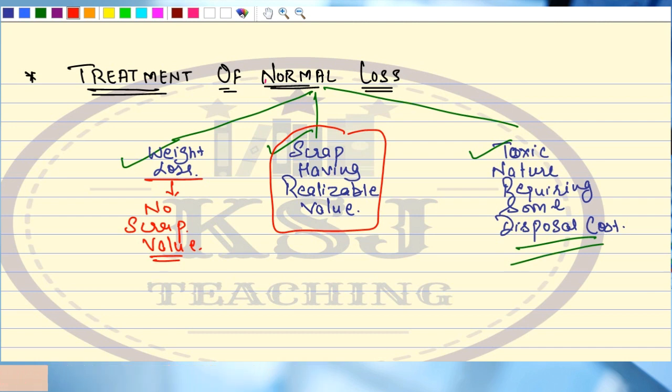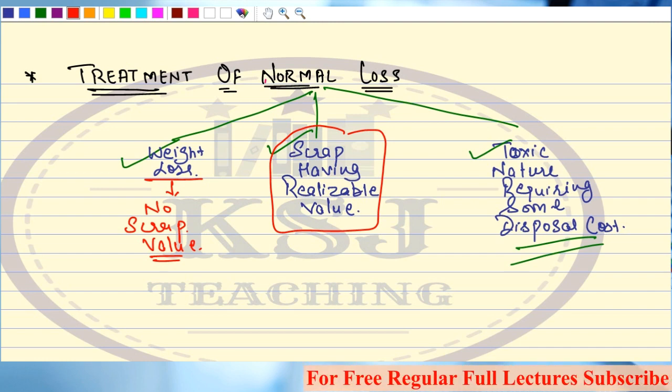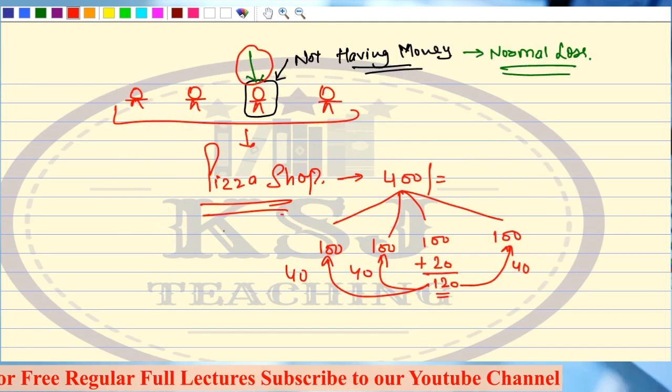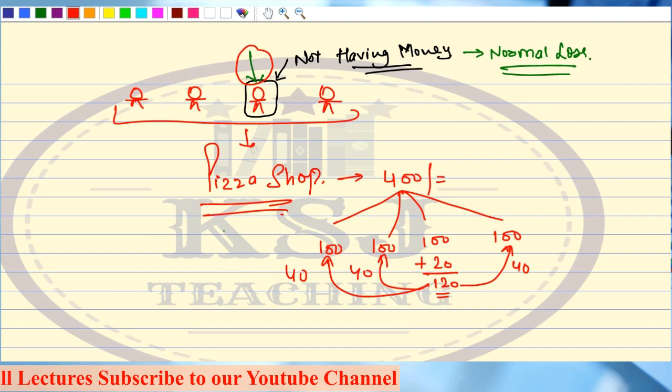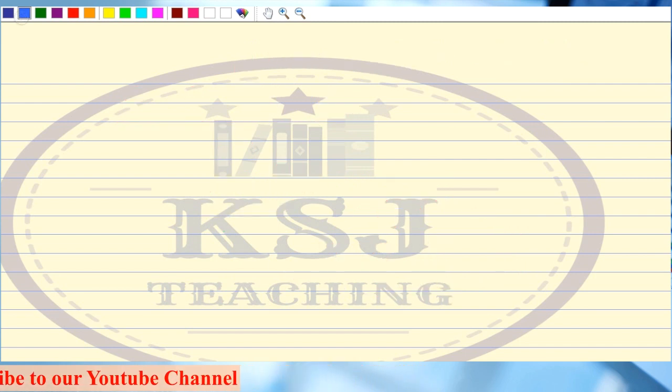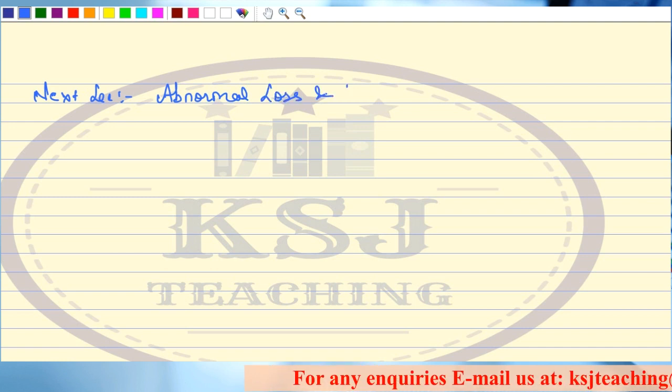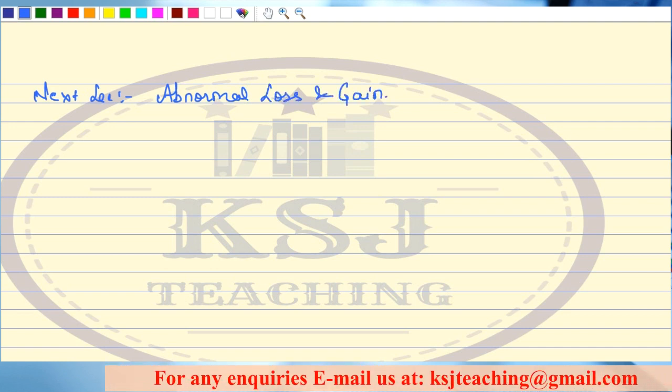It can be in the form of the weight loss, or the scrap having realizable value, or in the toxic nature requiring some disposal cost. Okay. So we have discussed all the scenarios. I have given you the best example I can give. So now in the next lecture, we'll discuss abnormal loss and gain.